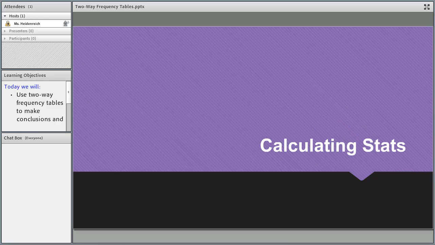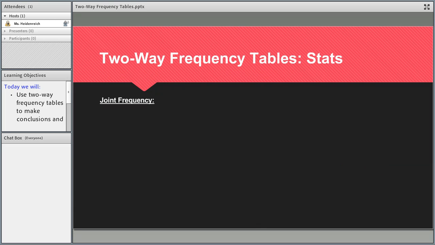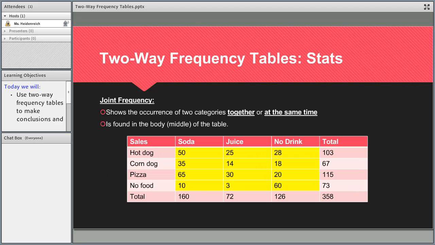We're going to move into calculating some statistics when given frequency tables. So we've got a few different kinds of statistics. We're going to start with joint frequencies. A joint frequency shows the occurrence of two categories together or at the same time. And where you would find those numbers would be in the middle or the body of the table. I've highlighted those in yellow.